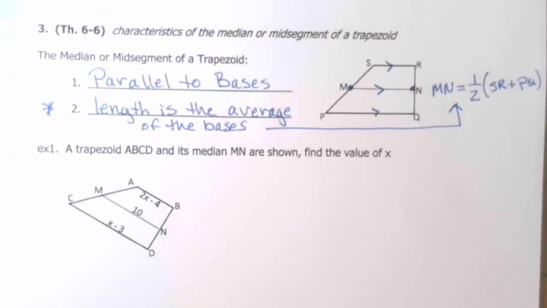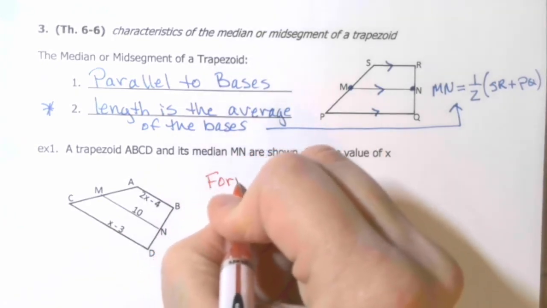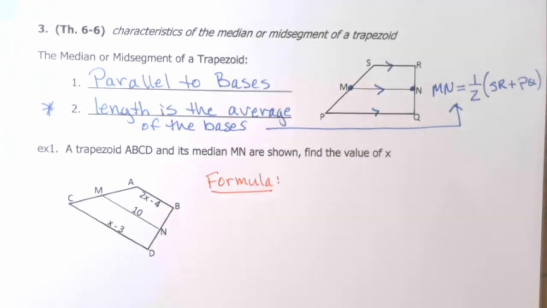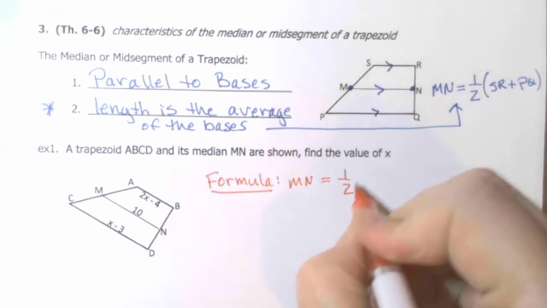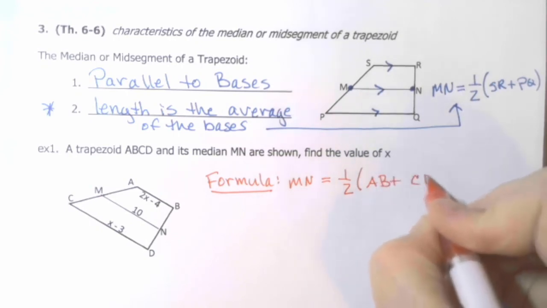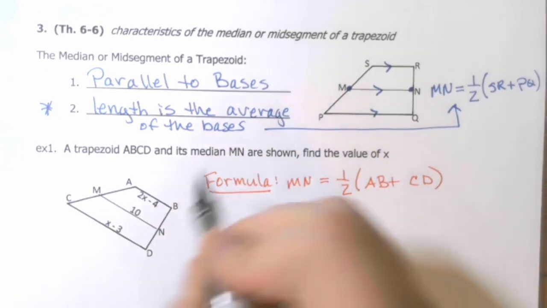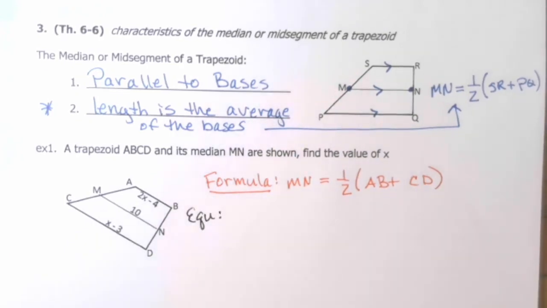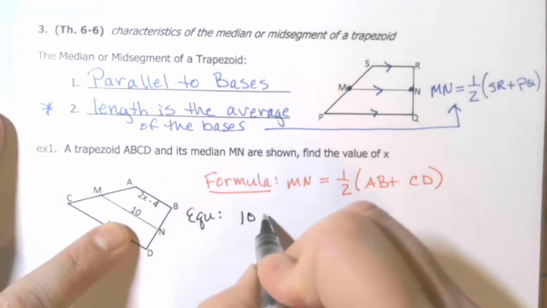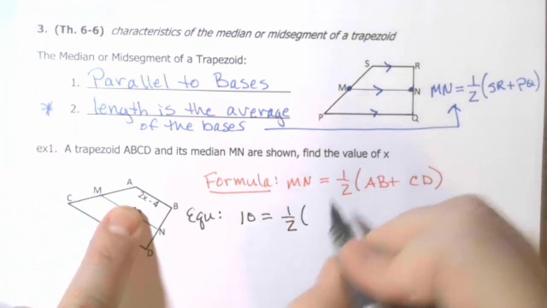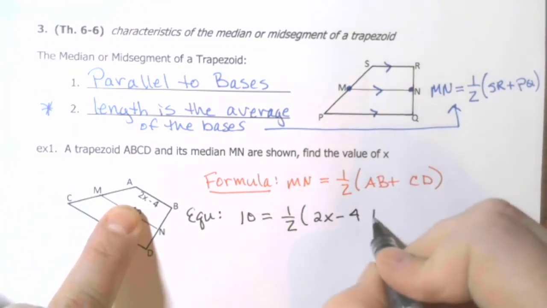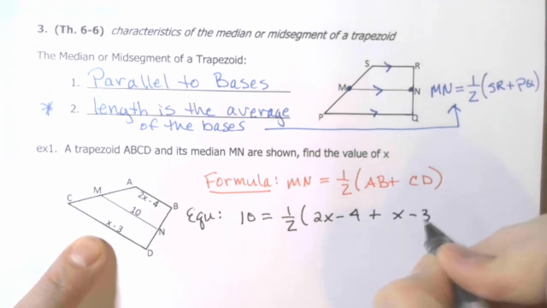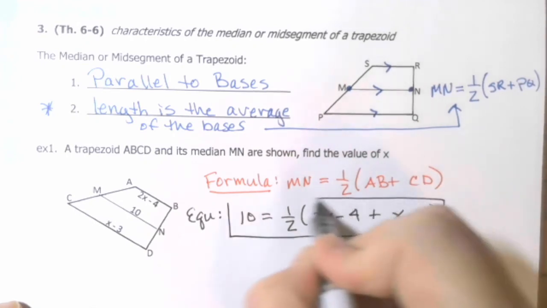Okay, here's an example. A trapezoid ABCD and its median MN are shown. Find the value of x. Okay, so the formula from the theorem is that the midsegment MN is the average of the bases, so it's equal to 1/2 base AB plus base CD. That's our formula. So our equation that we're going to build, MN has a length of 10, so 10 equals 1/2 times AB, which is 2x minus 4, plus CD, which is x minus 3. That would be the equation you want to put a box around on your homework.